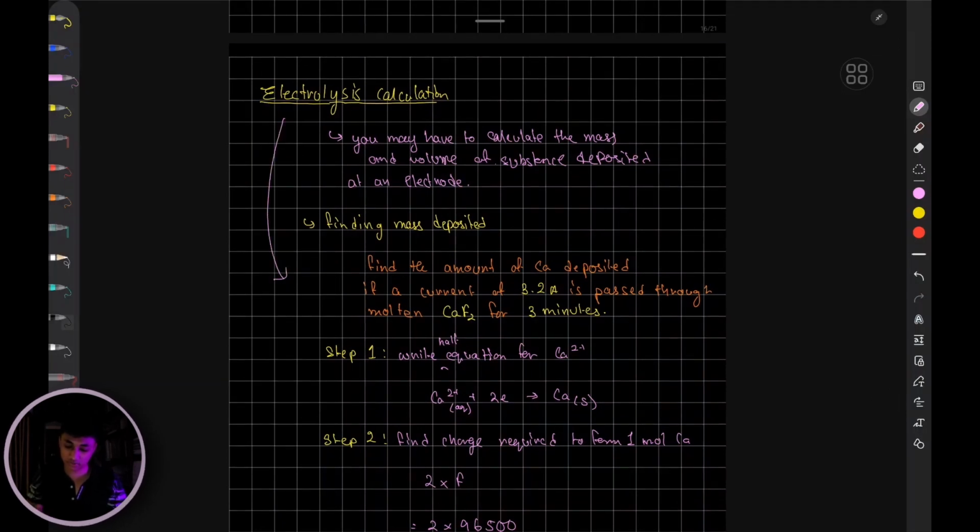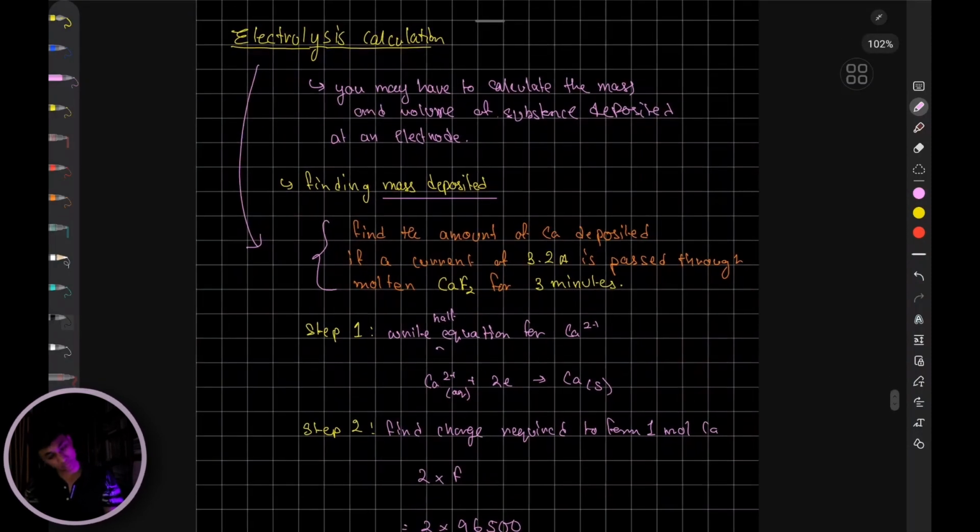That is, to find out the mass produced. So first we'll talk about how to find the mass that is being deposited. Again, this question is made up, so hopefully there is no inaccuracy in it. But anyways, the question is telling you, find the amount of calcium being deposited if a current of 3.2 amps is passed through molten calcium fluoride for 3 minutes.